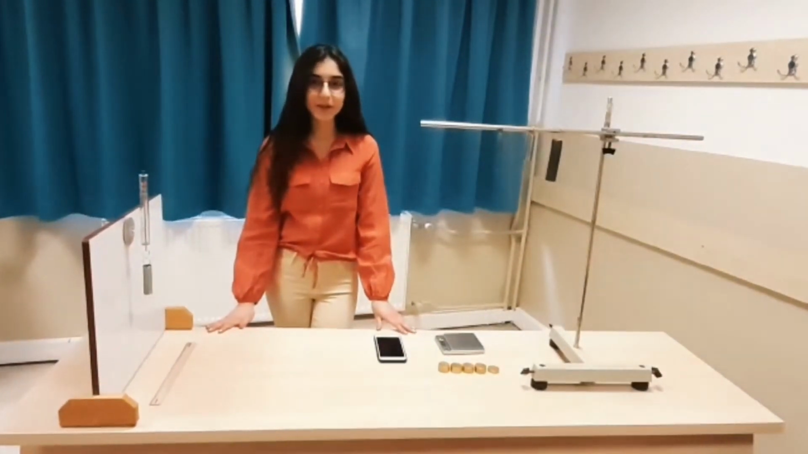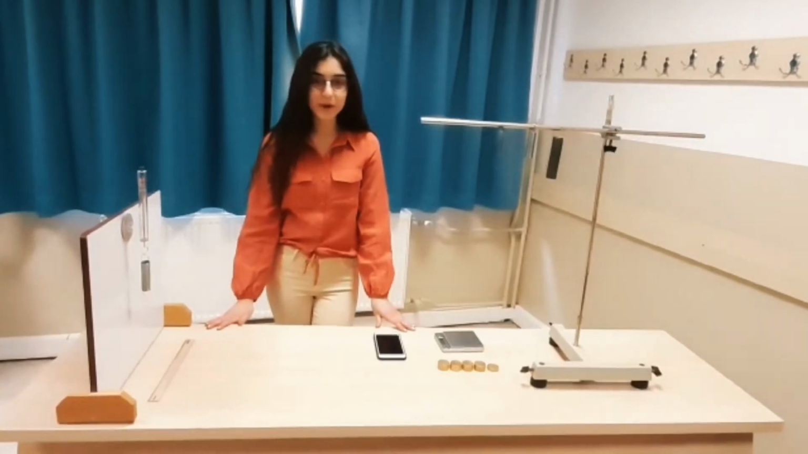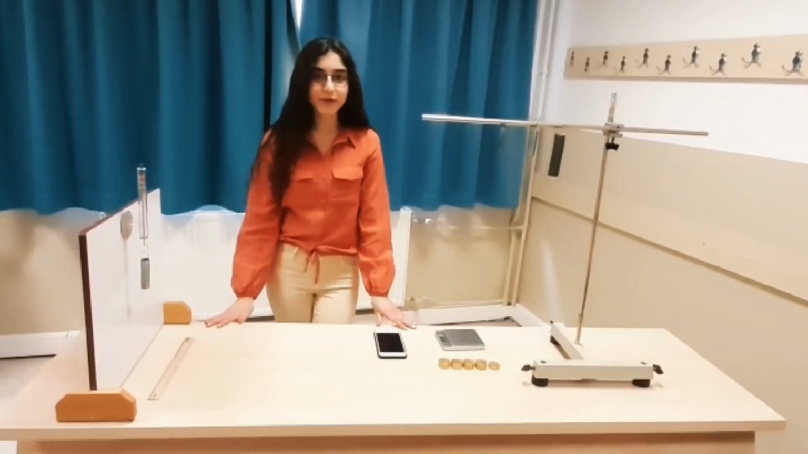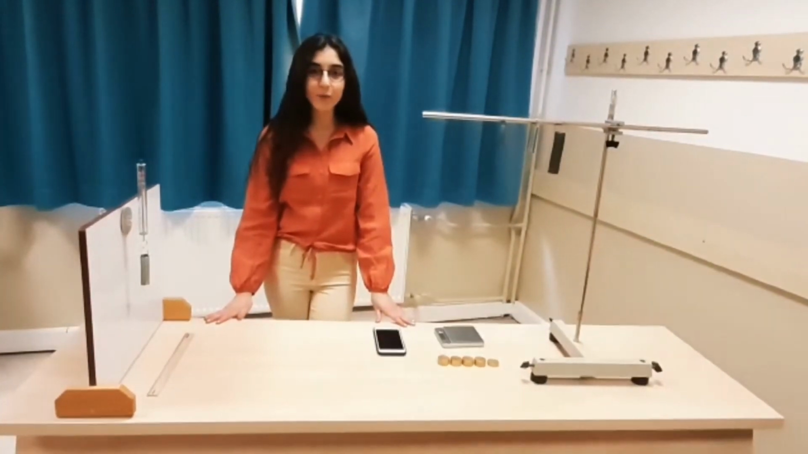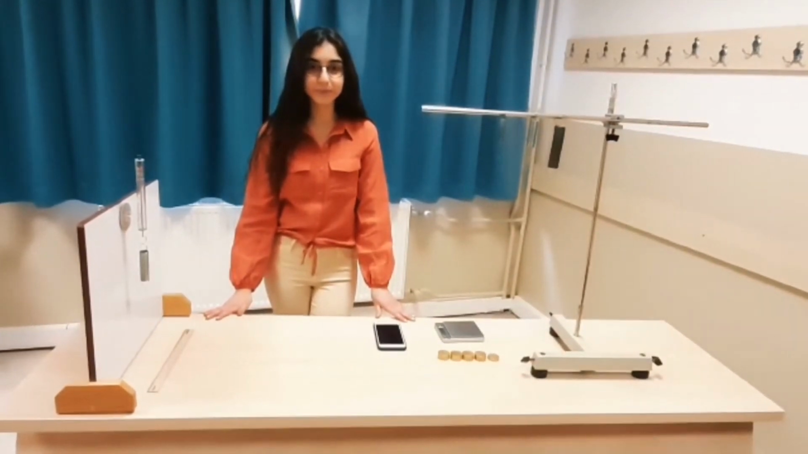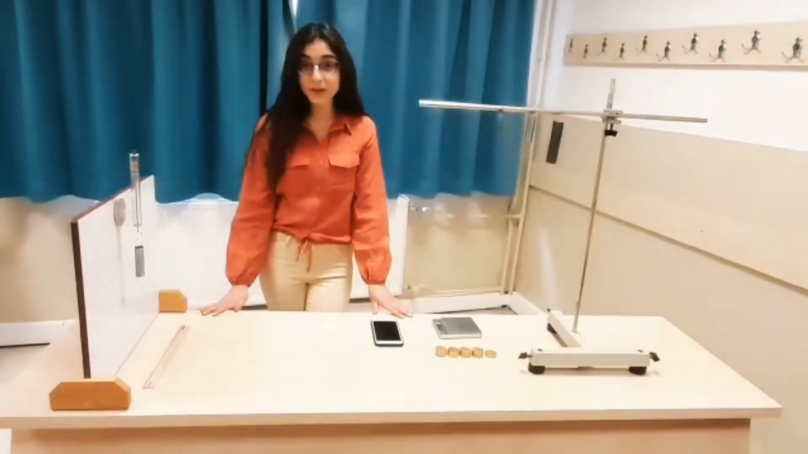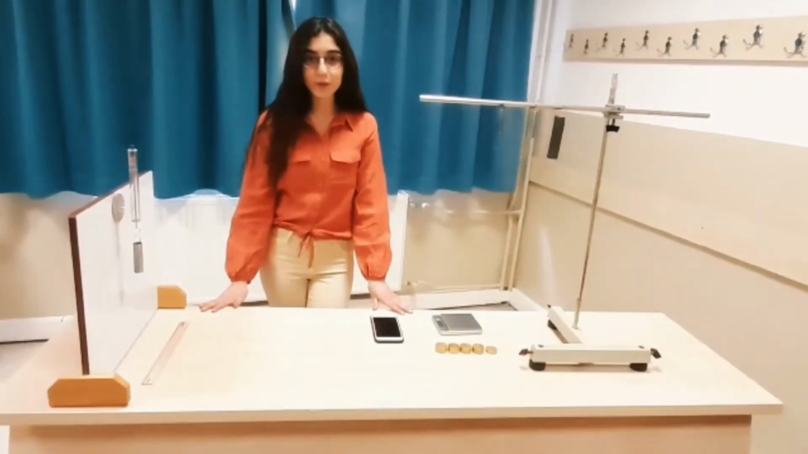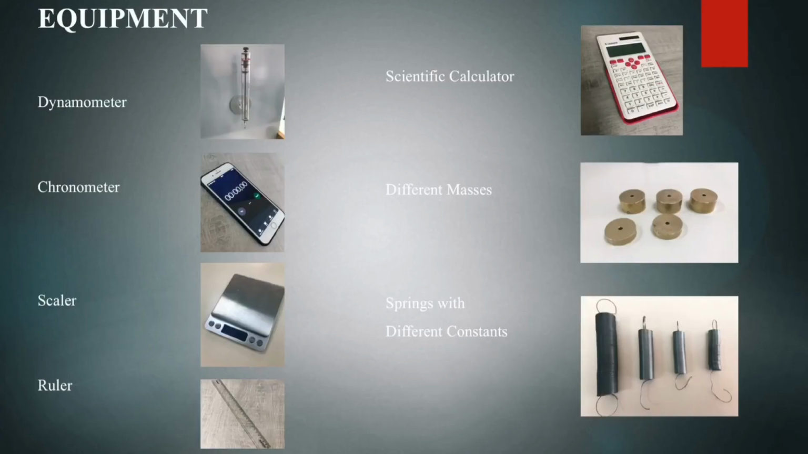The experiment is about the periods of spring mass systems, and the purpose of the experiment is to observe how some variables affect the period of the motion of a spring mass system. The experiment has 4 steps, and the required equipment is a dynamometer, a chronometer, a scale, a ruler, a scientific calculator, different masses, and springs with different constants.